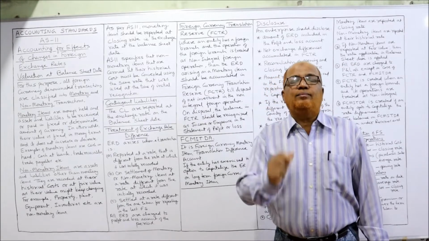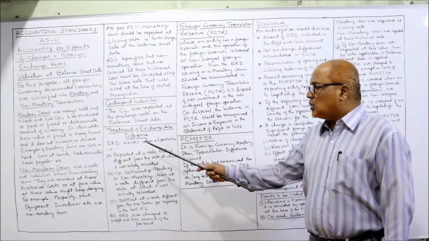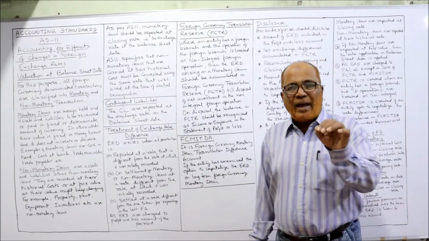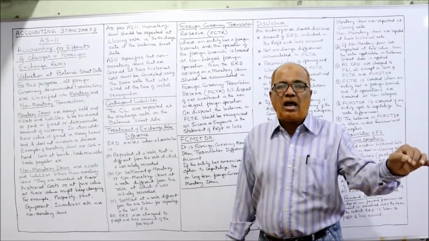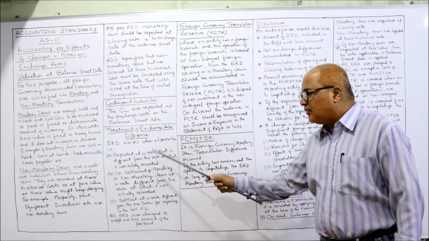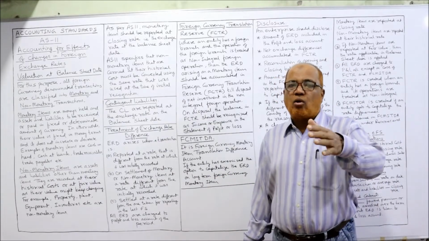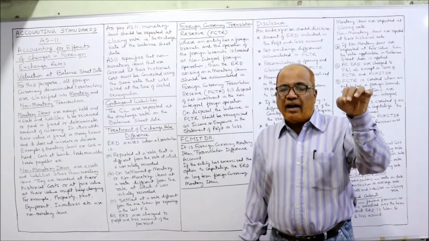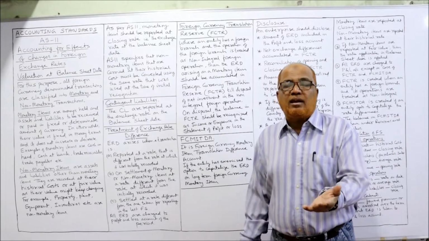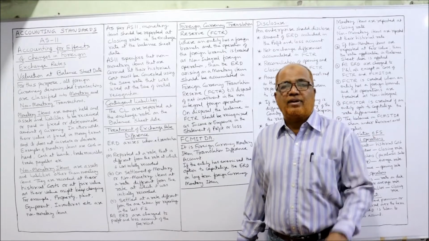How to treat the difference in exchange rate? AS 11 has specified. So ERD, exchange rate difference, arises when a transaction is reported at a rate that is different from the rate at which it was initially recorded. That means any transaction which was recorded earlier, at the time of entering the transaction the rate was different. At the time of closing the balance sheet, the rate is different. So this will give you ERD, exchange rate difference.